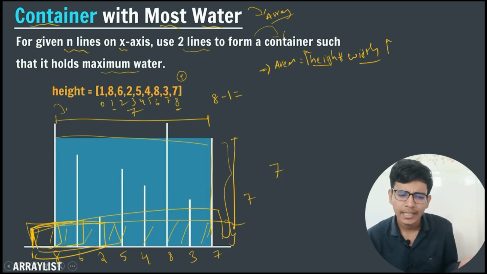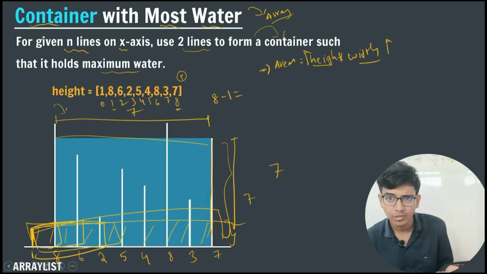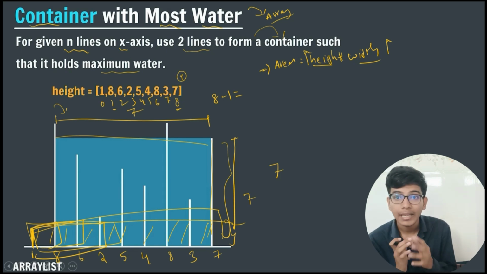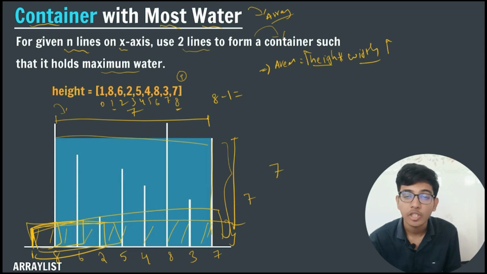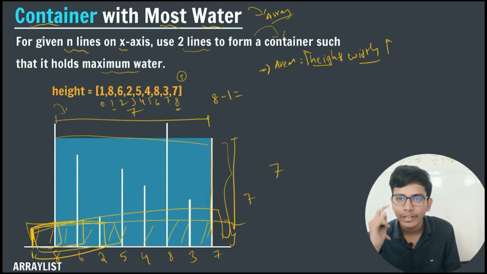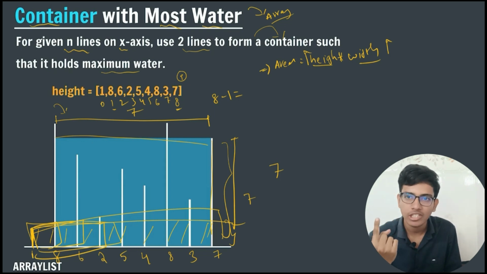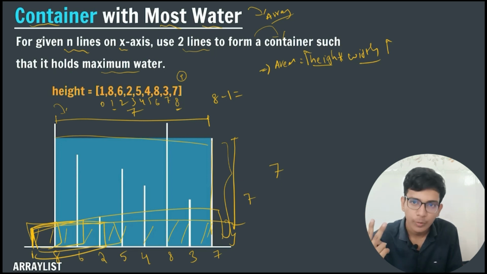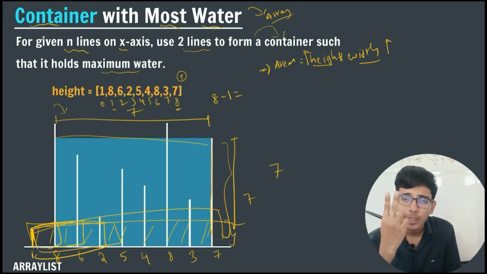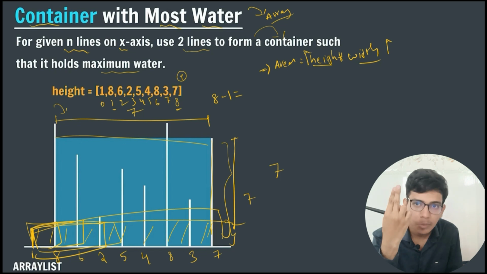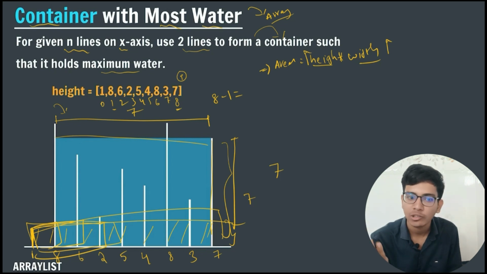So how can we get maximum height or maximum width? By calculating the maximum height and the maximum width, we will get the container which stores the maximum water, that is nothing but our area. To get the maximum area, we need to choose the height which is maximum and the width which is maximum, and by multiplying these we will get the maximum area. So this is the basic concept of the question.